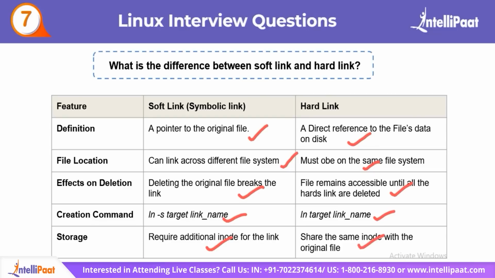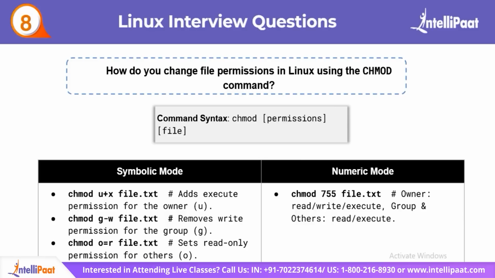Okay, so moving ahead with our next question, which is, how do you change file permissions in Linux using the chmod command? To change the file permission in Linux, use the chmod command. For read, you'll use r, for write w, and for execute x.